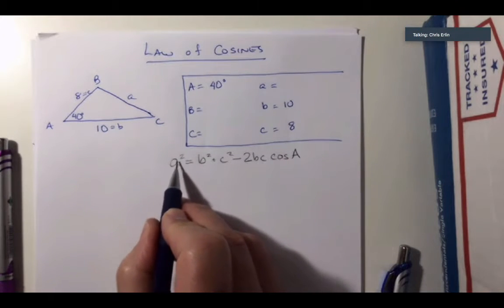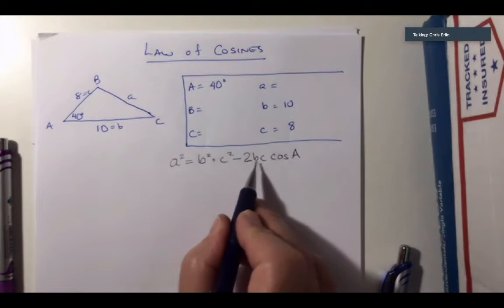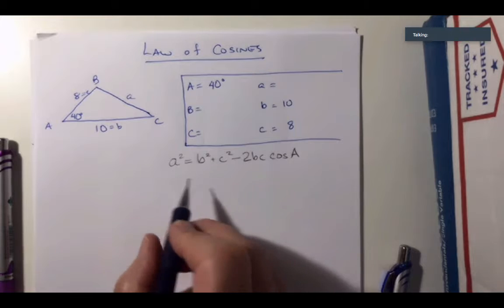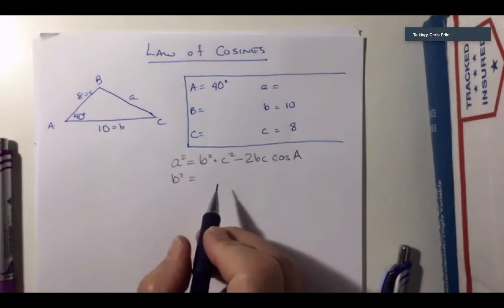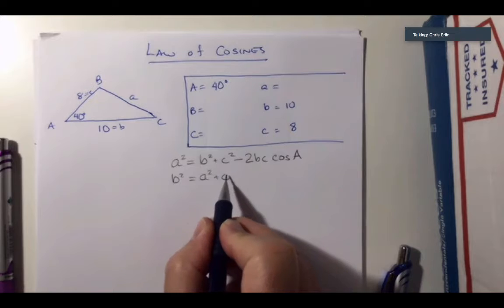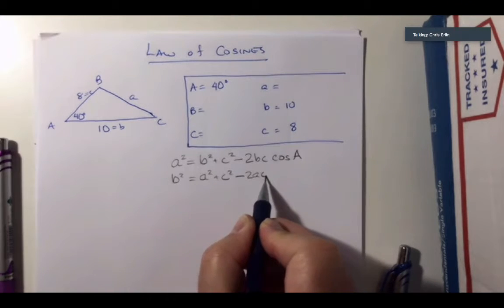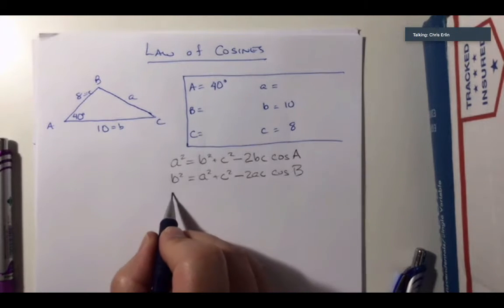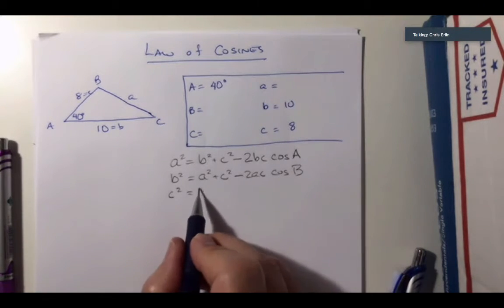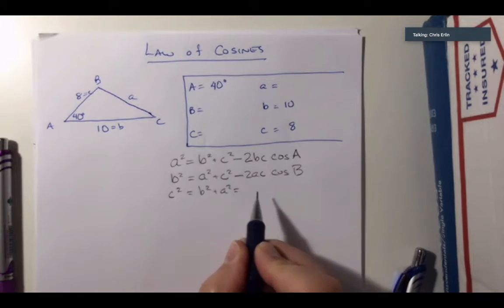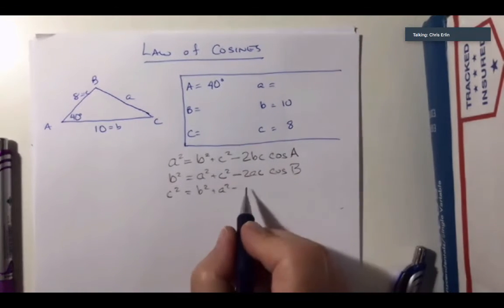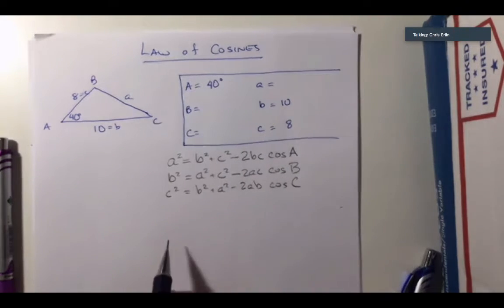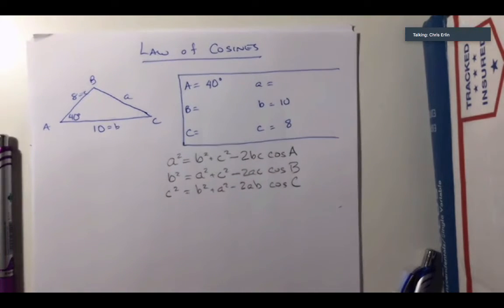One is where you've got an A squared out front, B and C here, and then the cosine is of the matching angle to the side that's out front. So if I wanted to make it B squared, I would choose the other 2 side lengths, and the cosine would be of the matching angle to that side. Or if I were to choose C squared, I would have B squared plus A squared, minus 2AB cosine of capital C. So those are the 3 forms of the law of cosines.